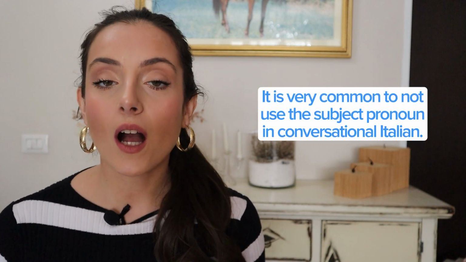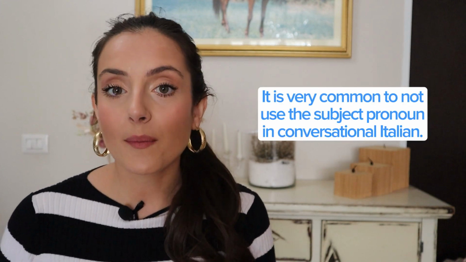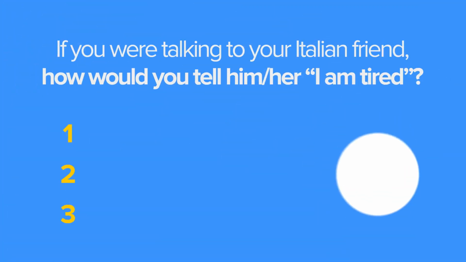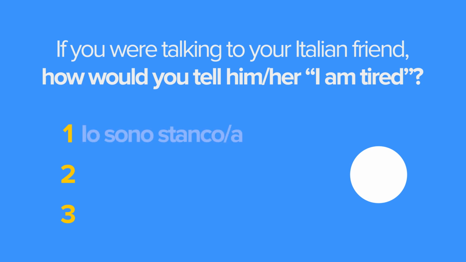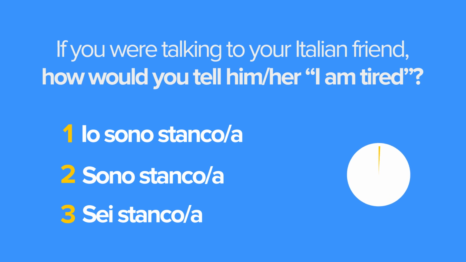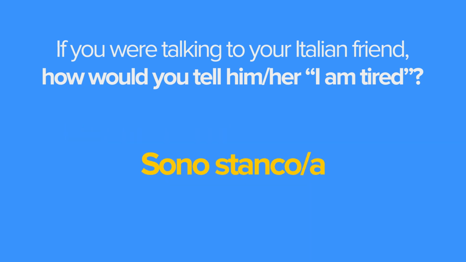It is very common to not use the subject pronoun in conversational Italian. If you were talking to your Italian friend, how would you tell him or her, I am tired? Io sono stanco, stanca. Sono stanco, stanca. Sei stanco, stanca. The correct answer is sono stanco, stanca.